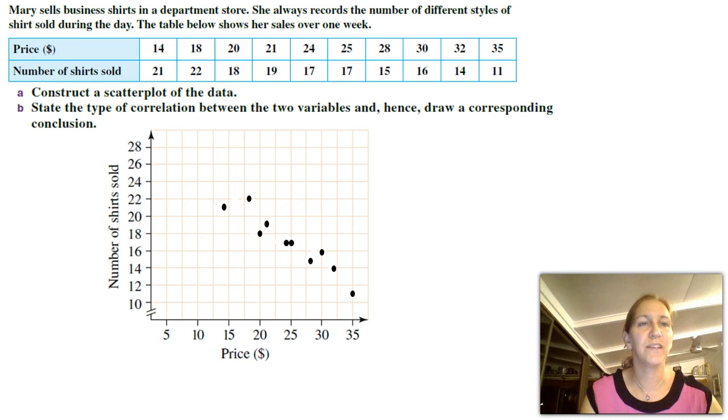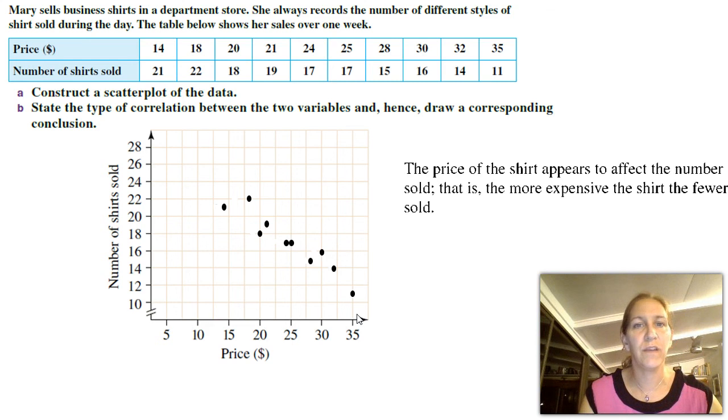Okay, so now we want to look at the type of correlation between these two variables. So in our example, it looks to me like there is a strong linear form. All those dot points are fairly close to a straight line. And as our x variable is increasing, our y variable is decreasing.